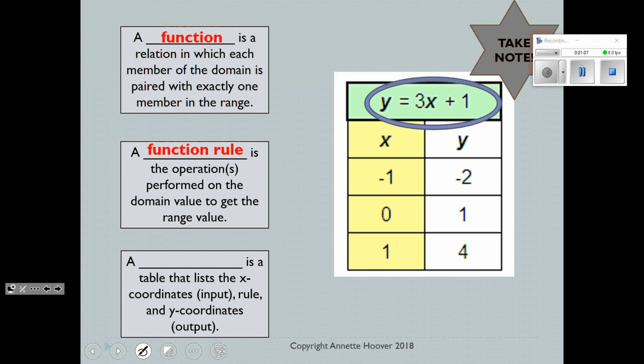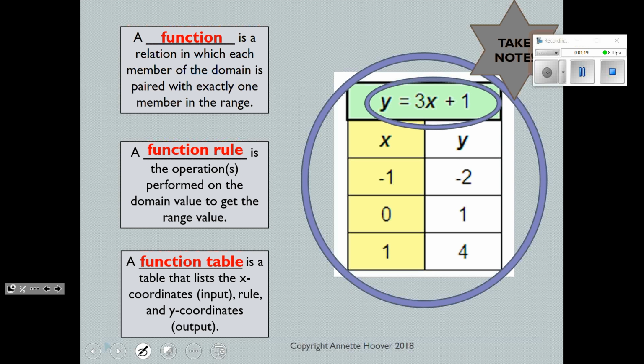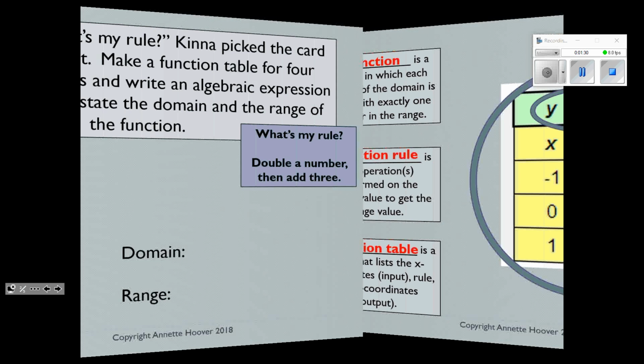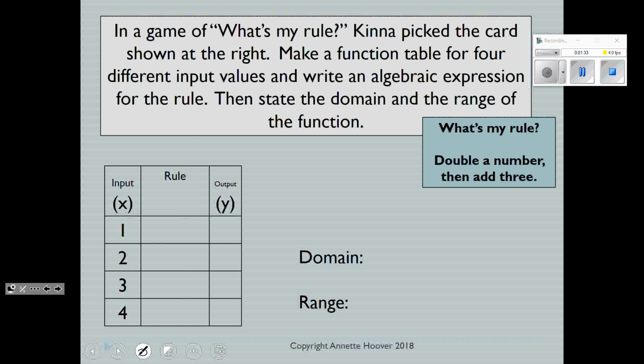And a blank is a table that lists the x coordinates, which are called the input. It has the rule and any y coordinates, the output. And this whole entire thing is called a function table because it has all of it. It has the rule, it has all of the x values called the domain, and it has all of the y values. So a function and a function table. So let's look at this. We are going to read the scenario and we're going to make a function rule, an equation that we can use to fill out the rest of the table.